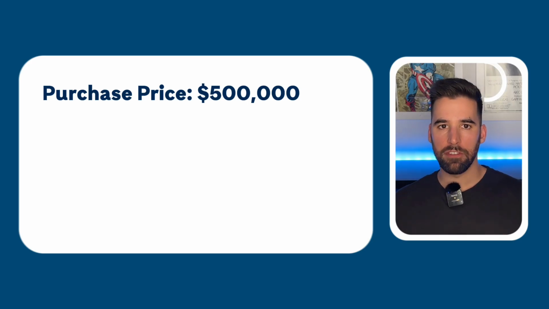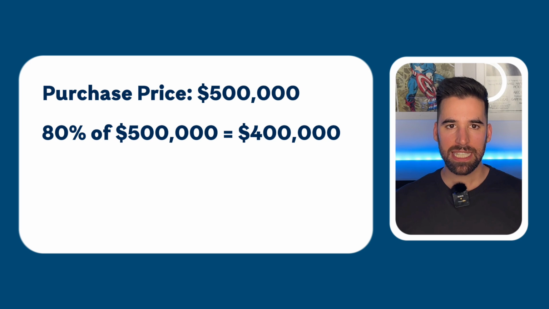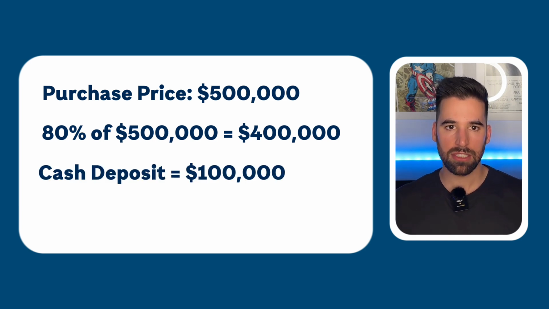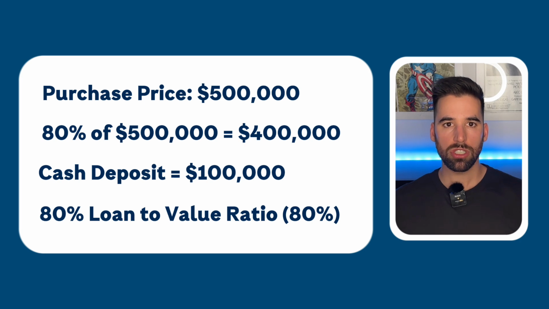If you're buying a $500,000 property, 80% of $500,000 is $400,000. Now that's the amount that the banks will lend you, which means you have to come up with the $100,000 deposit. This setup is also known as an 80% loan to value ratio.